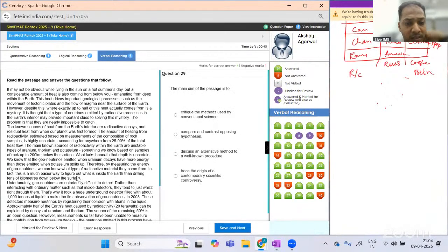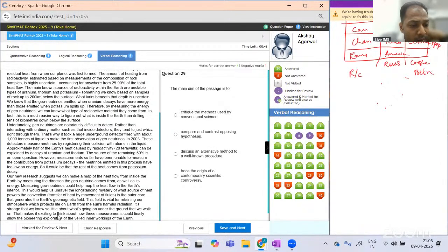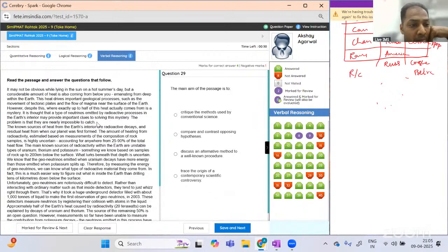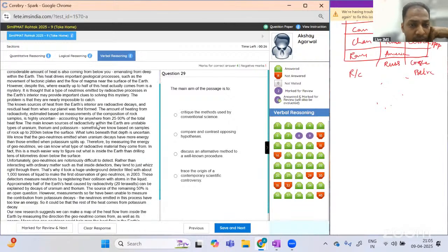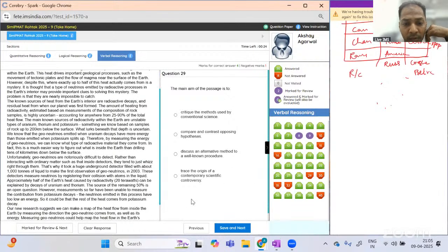The main aim of the passage is basically: critique the methods used, compare and contrast opposing, discuss an alternative method to a well-known procedure, trace the original scientific controversy. Obvious. 27 seconds left, and I'm at the second or third last question. Trace the original scientific controversy, discuss an alternative method to a well-known procedure, compare and contrast opposing. Critique the methods, maybe.